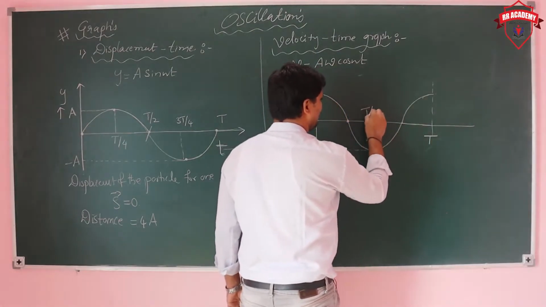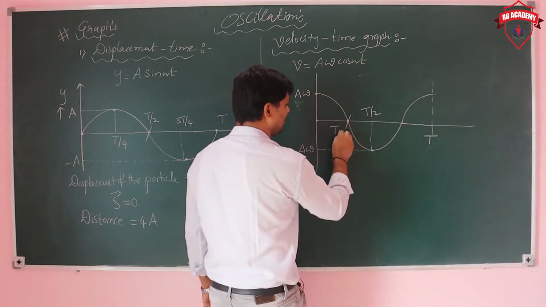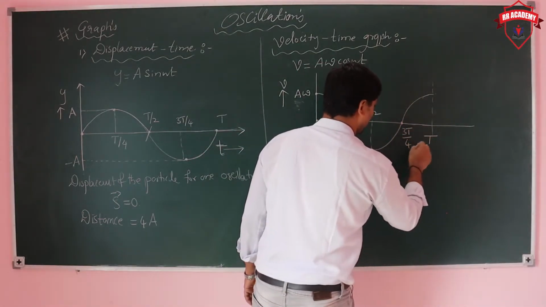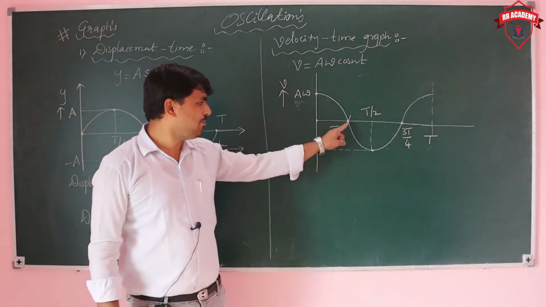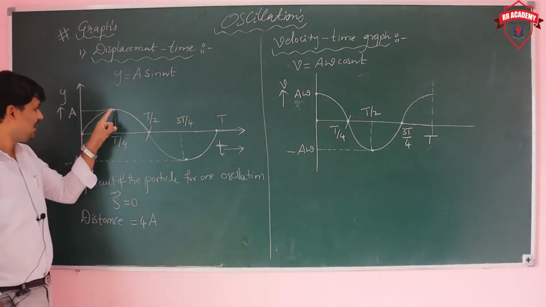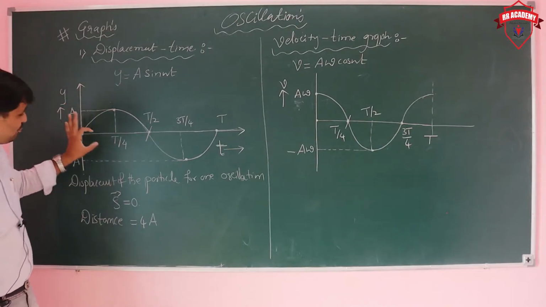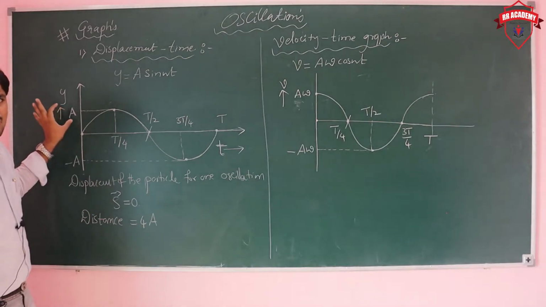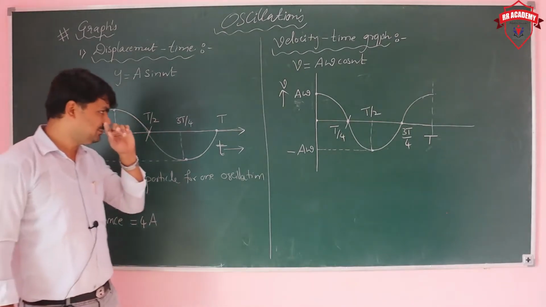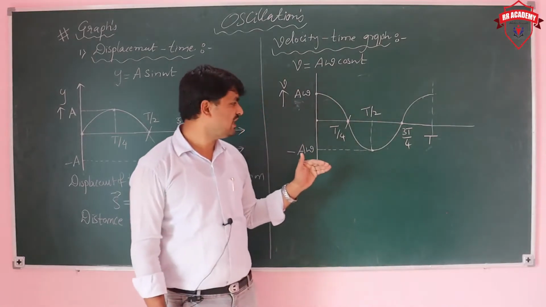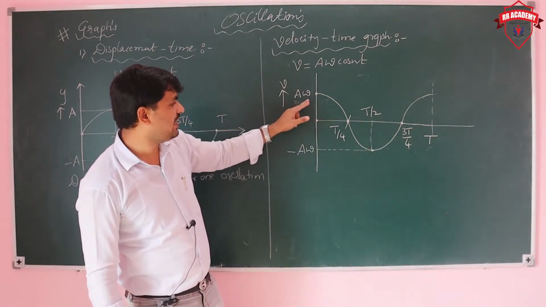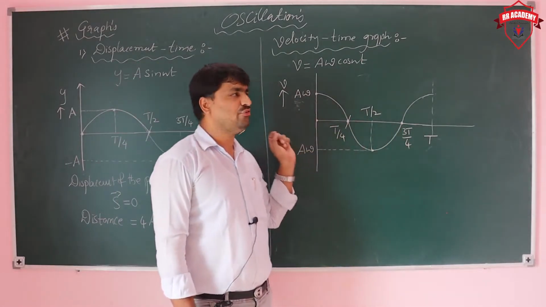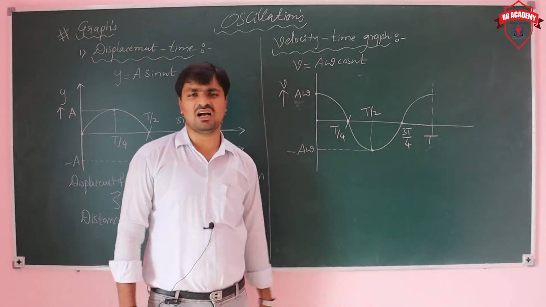Taking the total time period as T, this is T by 2, this is T by 4, this is 3T by 4. For T by 4 time, how much amplitude? A by 4 amplitude. And see here what we are taking: a omega, and minus a omega. This is the velocity time graph, a omega cos omega t.